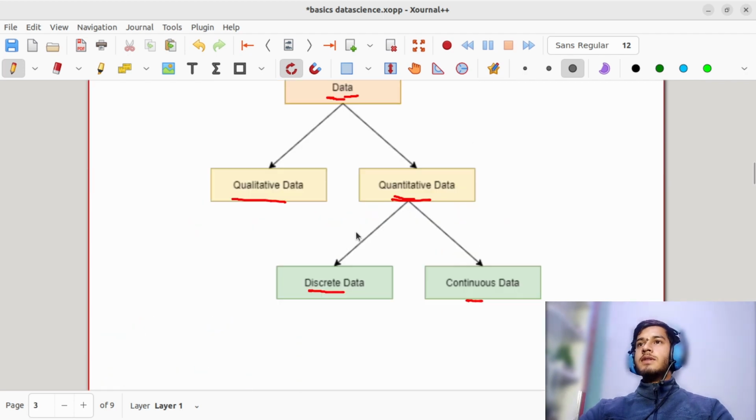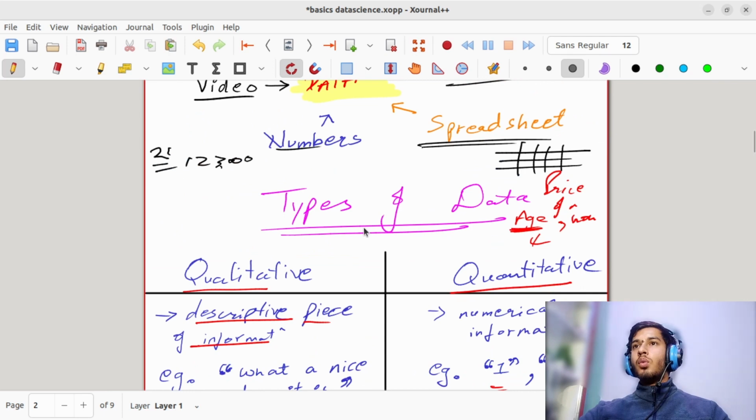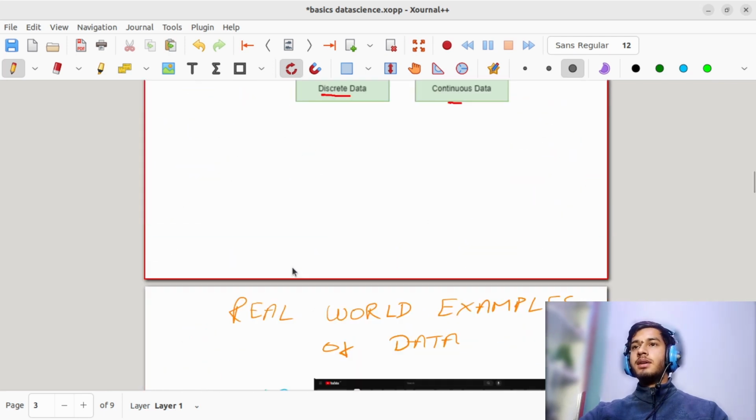After this, once you get an understanding of what your data is, we can jump into understanding some real world examples. Okay.